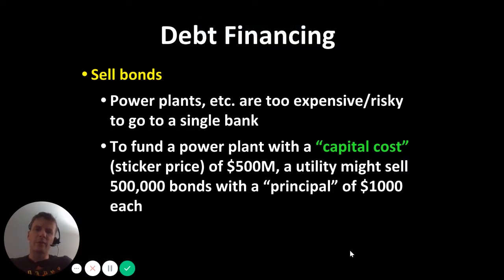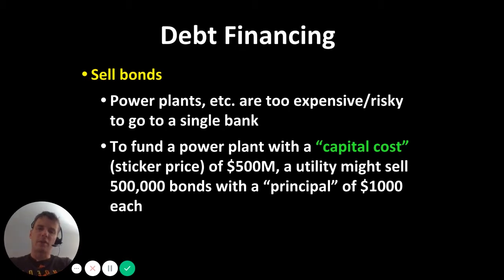So let's talk about debt first. As I mentioned, if a utility wants to borrow money to finance infrastructure, it's not going to go to a single bank, and that's because power plants are too expensive and sometimes too risky to be financed by a single institution, a single bank.